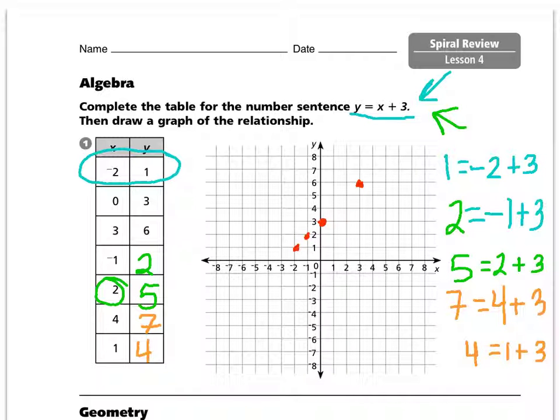I have 2 and then 5, so I go over to the right 2 and then up 5. I have 4, so I go over to the right 4 and up 7. And 1 and 4, I go over to the right 1 and up 4. Now using these dots, I'm going to go ahead and connect them, and you can see that if I continued the pattern, it would fall on this line.